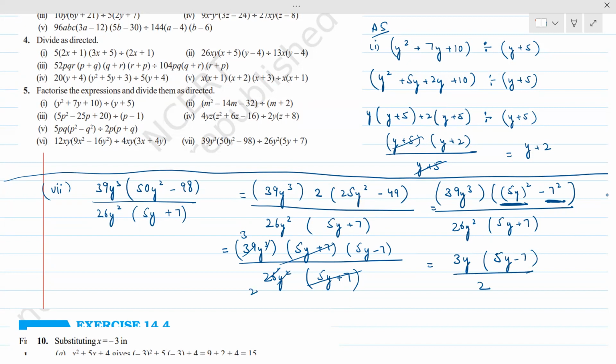Oh yes, here I have 2 as well. So this will also get cut down. So it is 3y into 5y minus 7. This 2 I forgot, but say here writing it down, which is being multiplied by the whole bracket. Understood this? This is how we will do the 14.3 exercise.